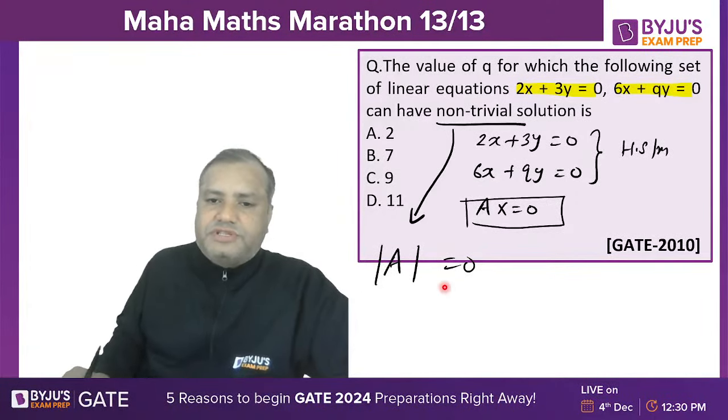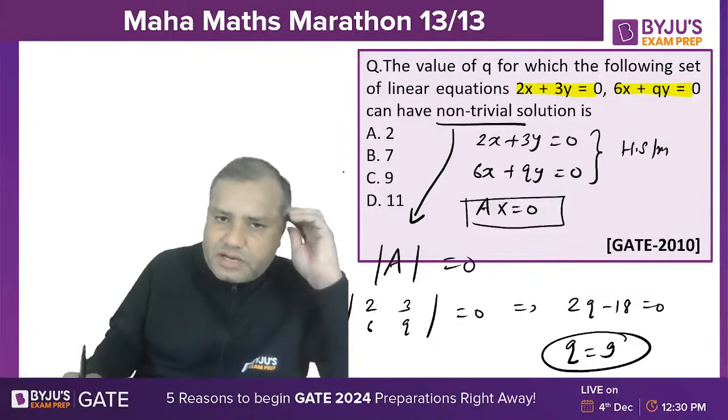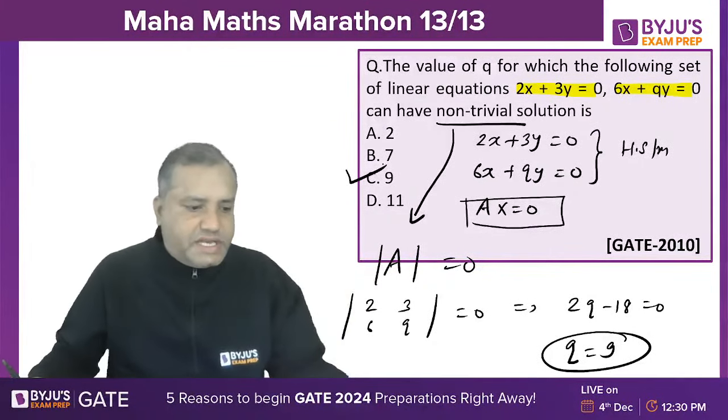Bacha log, 2Q minus 18 equal to 0. So Q will be 9. Option number C. Option C is the correct answer.